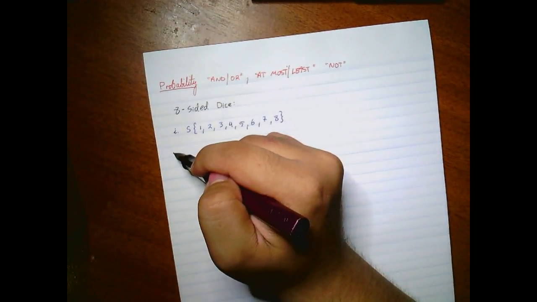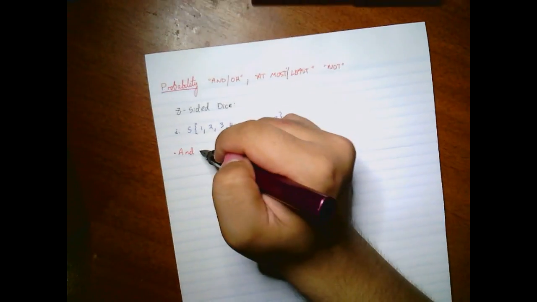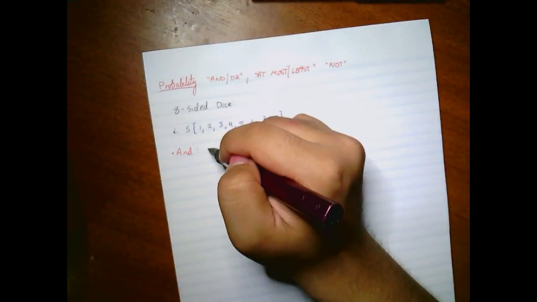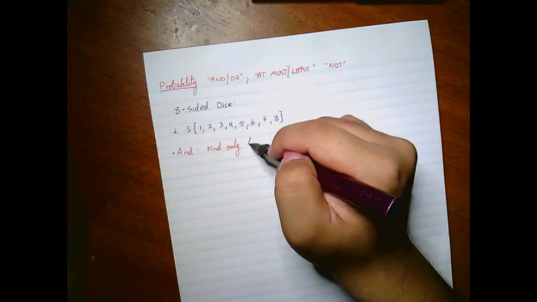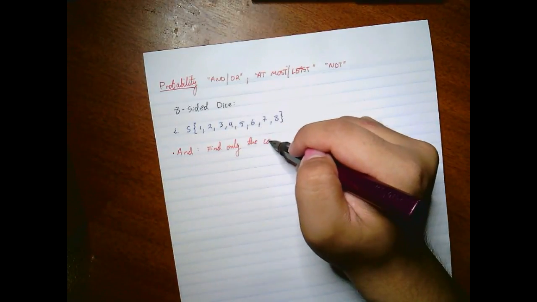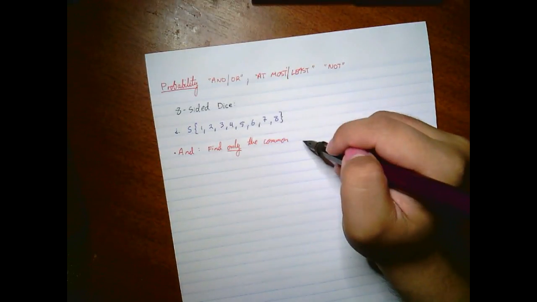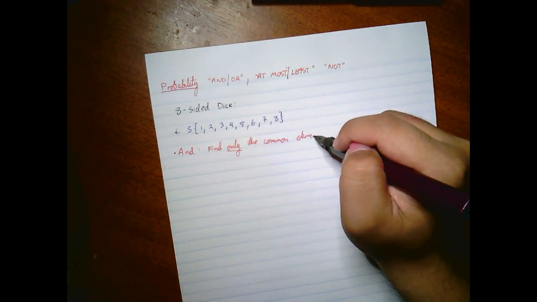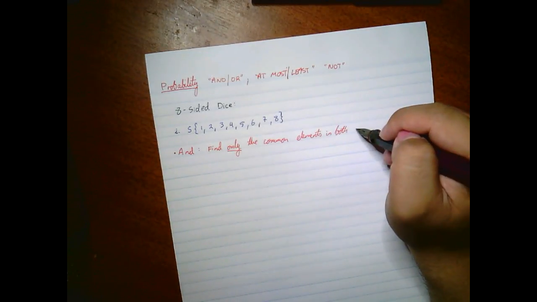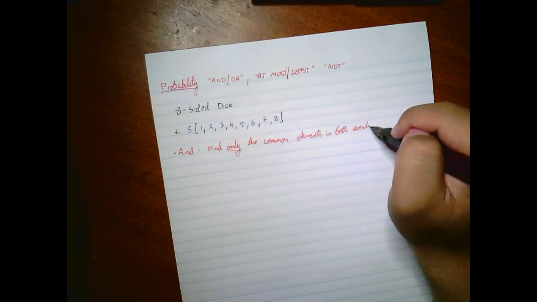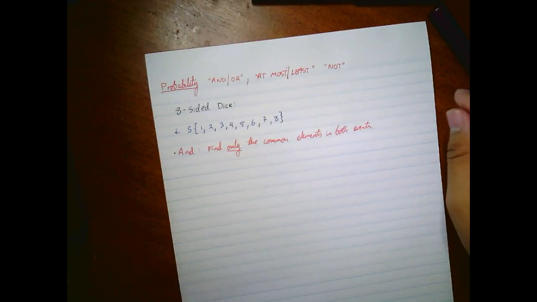We'll begin first with and. So with and events, we find only the common elements in both events. So let's take a look at what we mean by that.